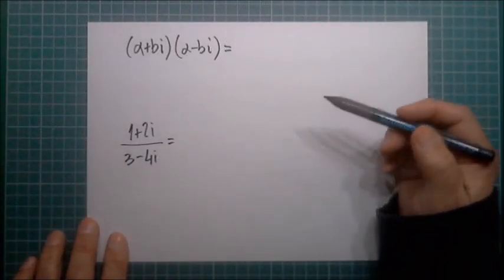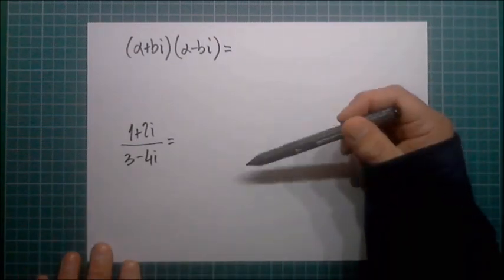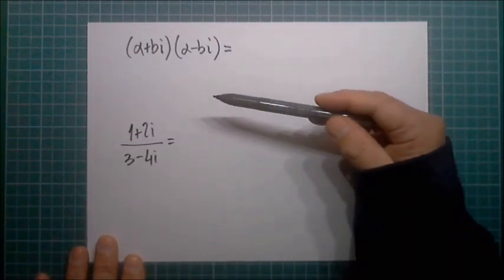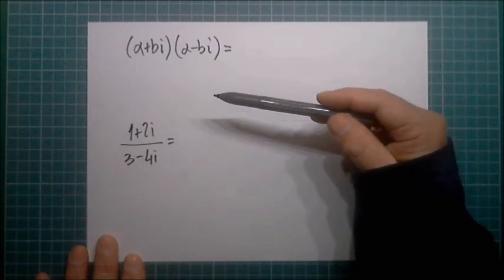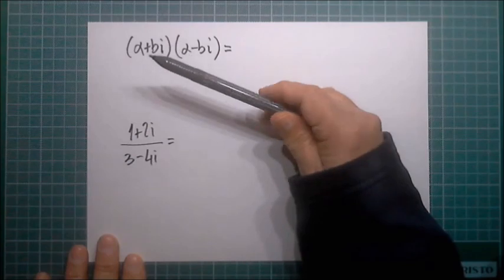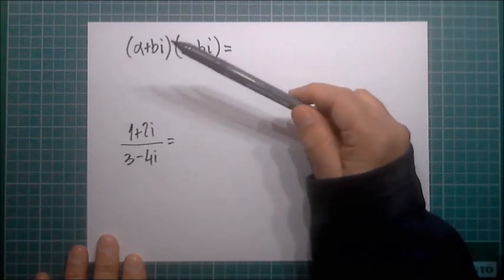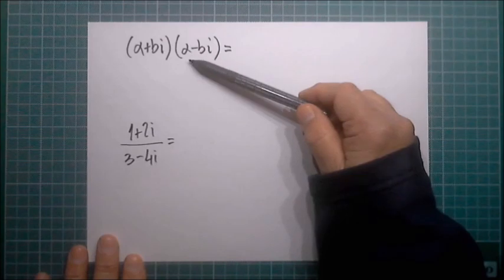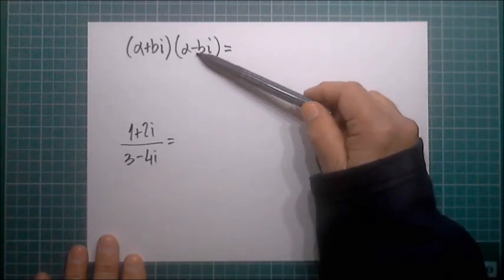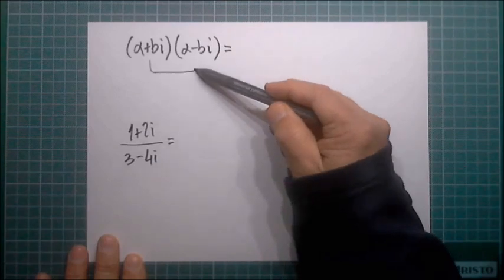Now let's try to divide two complex numbers. But before going to a division, I have to show you the complex conjugate of a number. For example, say that we have the complex number a plus bi. Its complex conjugate is a minus bi. Remember that these two signs are opposite.